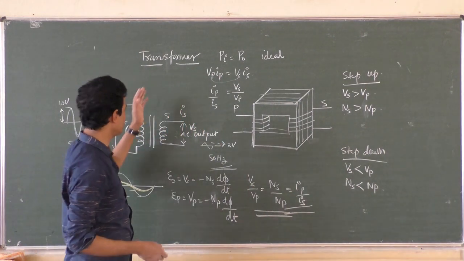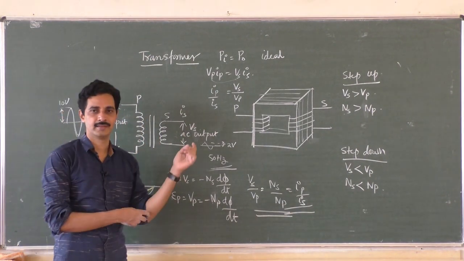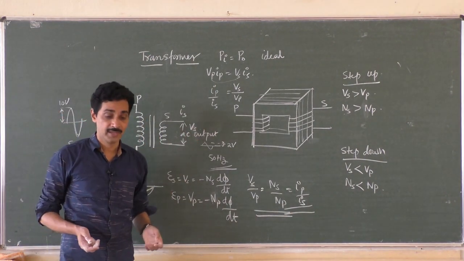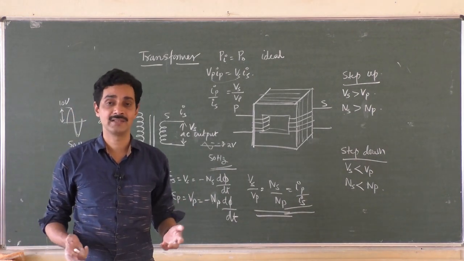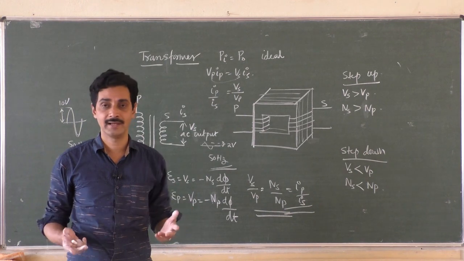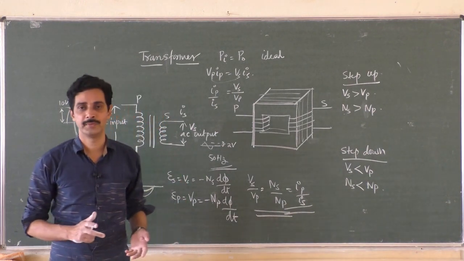In a step-up transformer, voltage increases but current decreases, because total energy must be same. You can't have both increase. You can't create energy from somewhere else, right? You can't create energy from nothing. There should be a transfer of energy from one form to another.